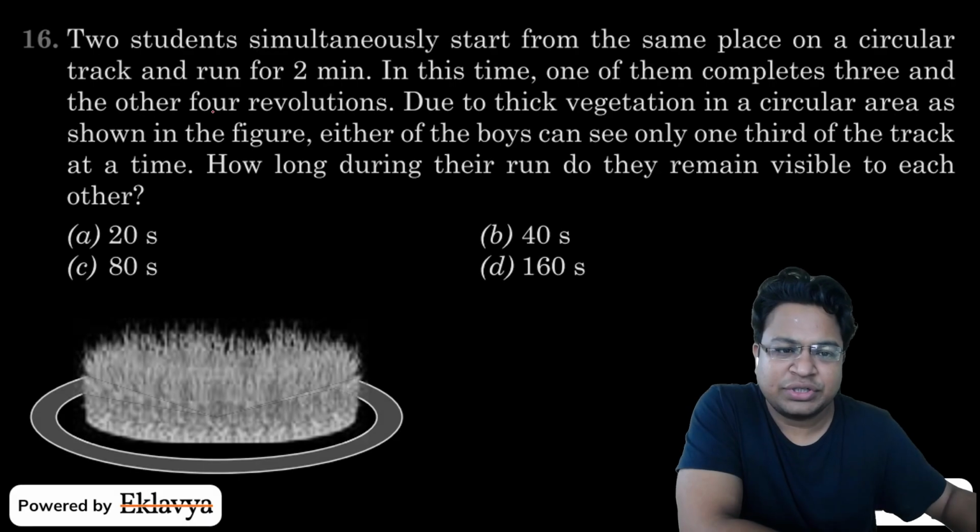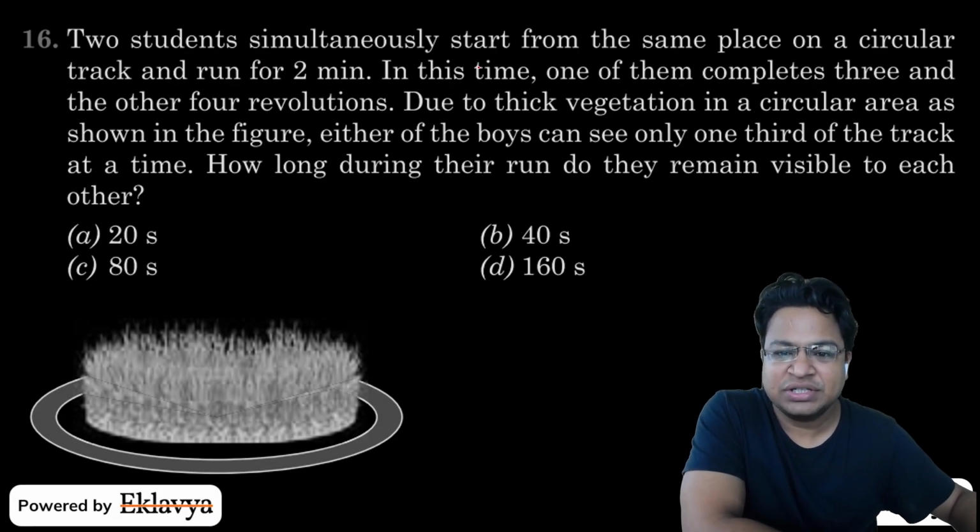And so in this question, there are two students who simultaneously start from the same place on a circular track and run for 2 minutes. Okay, so keep that in mind. In this time, one of them completes three and the other completes four revolutions. Again, this is an important piece of information.